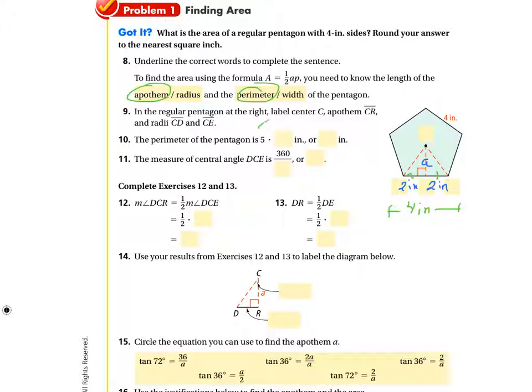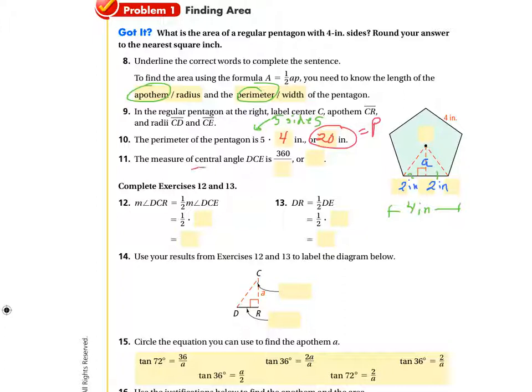So this is 5 sides. So we want it to be 5 times 4 inches, which is 20 inches. So that's one of the pieces of our puzzle, isn't it? So we've got perimeter. So this equals P. So check. We're done with that part. So what's left to find? Well, the apothem, right? And we're going to use the central angle to find that apothem.